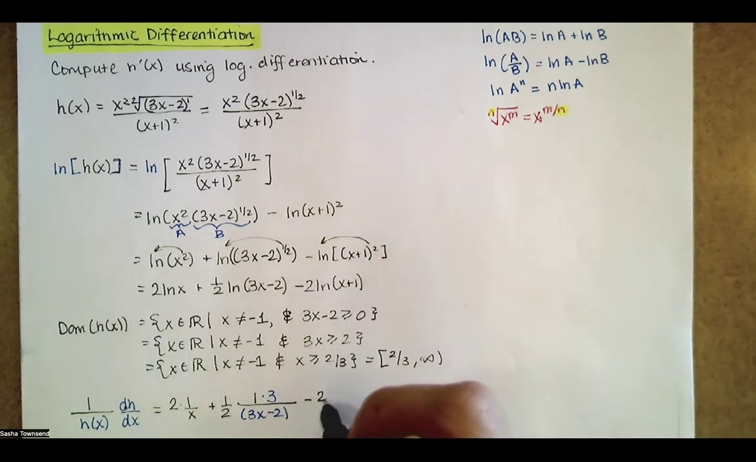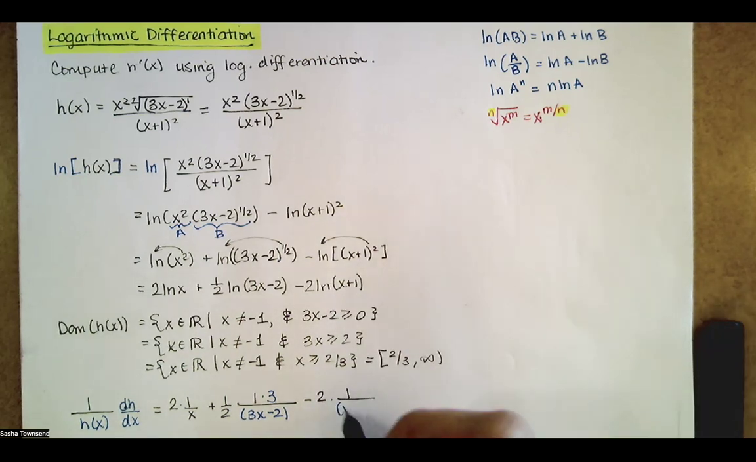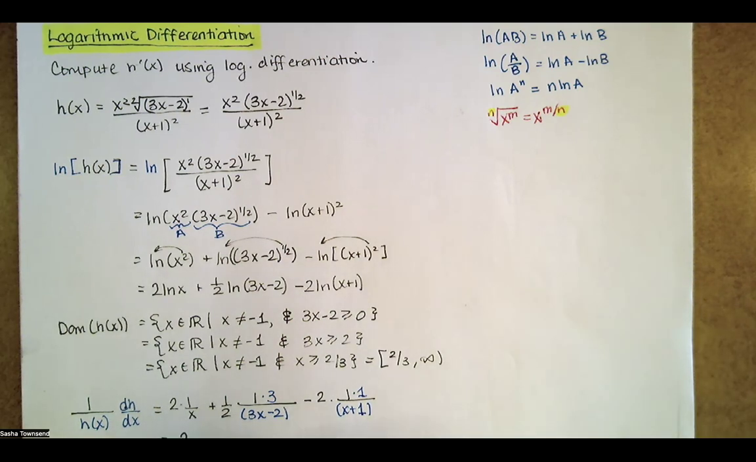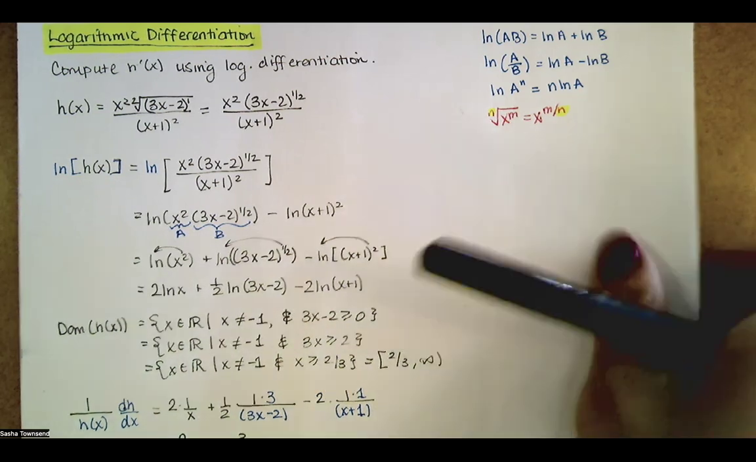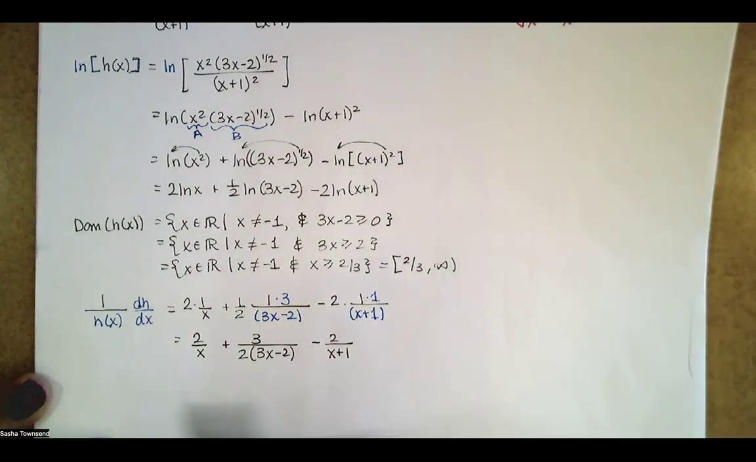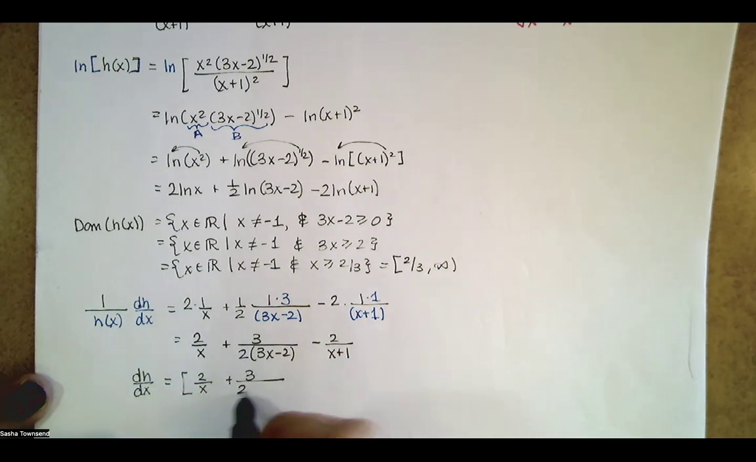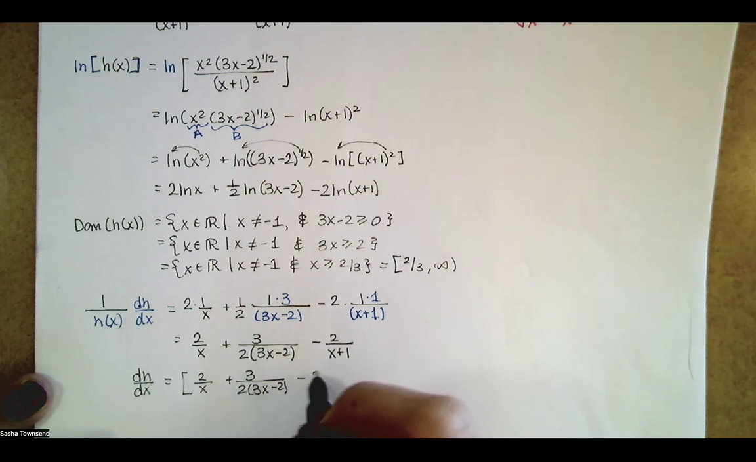And we'll subtract 2 times the derivative of natural log of a function. So we have 1 over the function again, times the derivative of the inside, and the derivative of x plus 1 is just 1. And then if we simplify, this is 2 divided by x plus 3 divided by 2 times the quantity 3x minus 2, minus 2 divided by x plus 1. And so dh dx is actually this function times h of x.